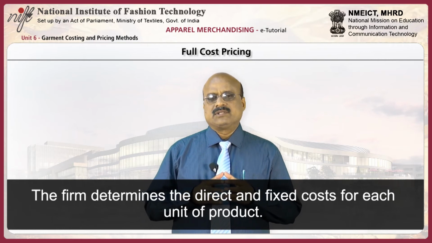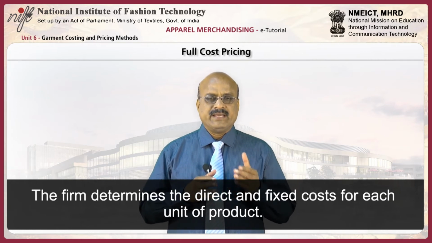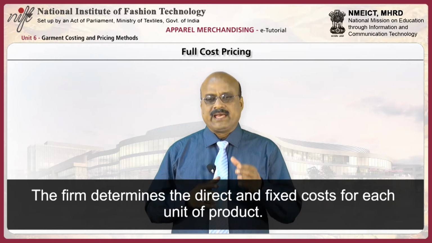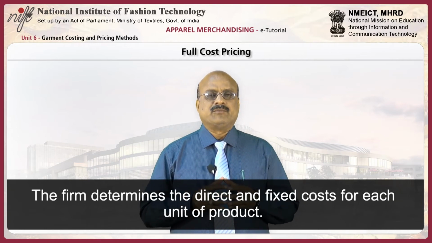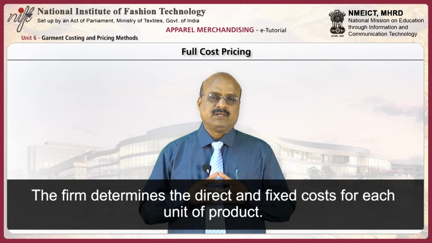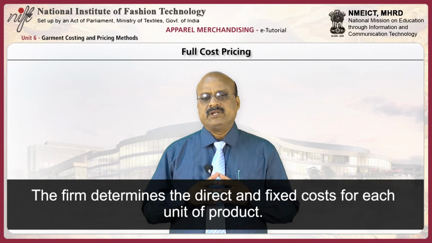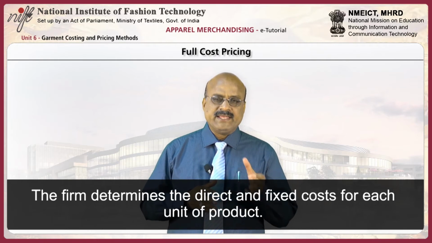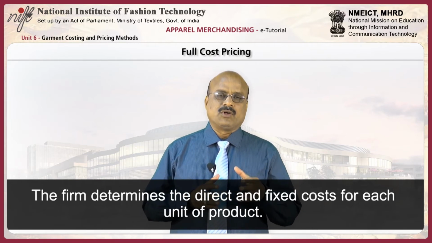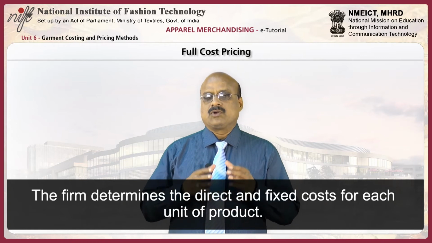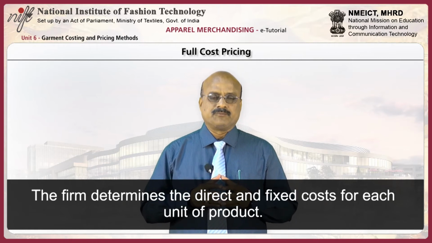This method involves considering all direct and indirect expenses and then adding a desired profit margin to get the price. It considers all the costs, so it is full cost method, and it involves adding a desired profit to the full cost, so it is also cost plus method of pricing.